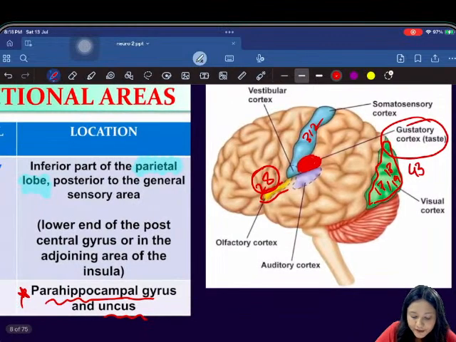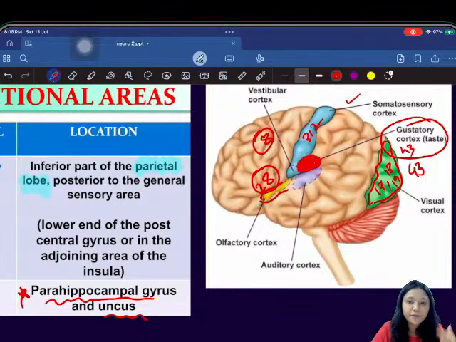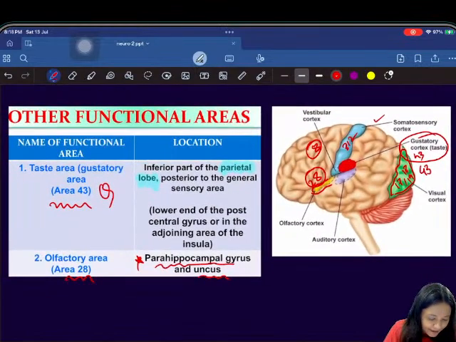Visual area 17, 18, 19, gustatory area, area number 43, somatosensory area 3, 1, 2, frontal eye field area number 8, Broca's area 44, 45, and then Wernicke's area, area number 22. Areas 39 and 40 are the secondary part of Wernicke's area. So the main primary part for comprehension is area number 22, present in the posterior part of the superior temporal gyrus. Okay, so we have covered the functional areas.